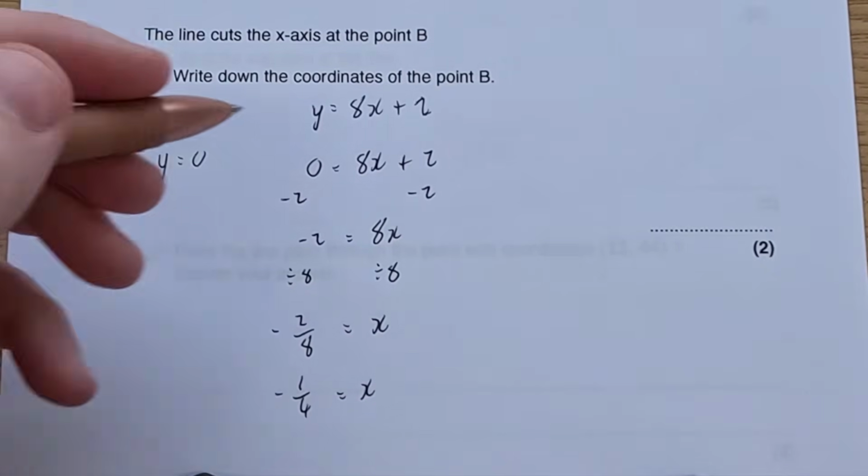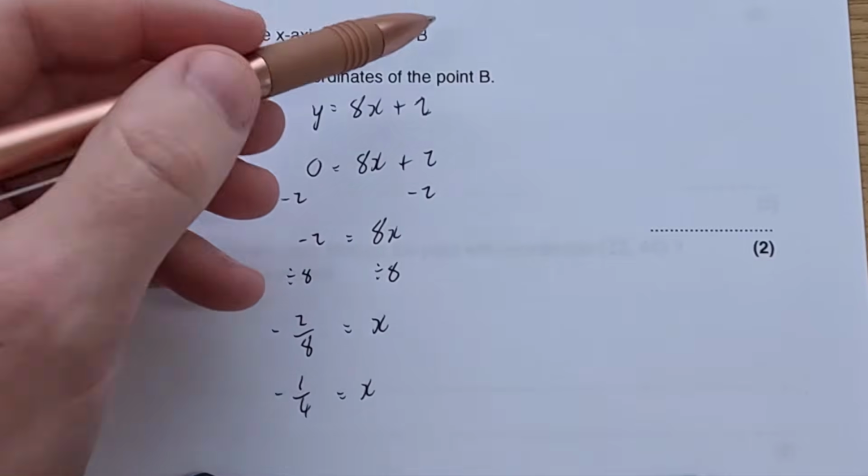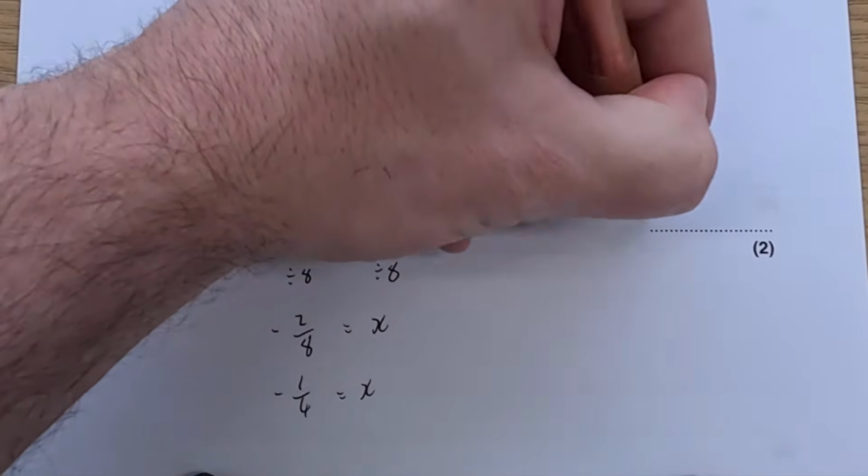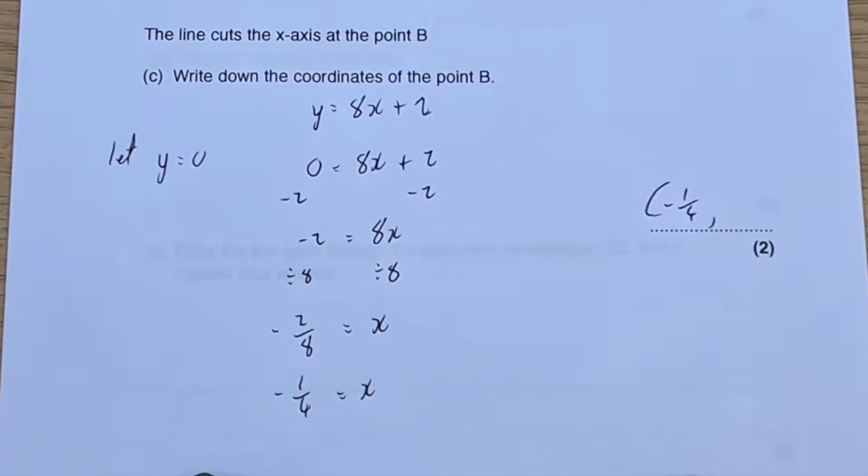So that means that the x-coordinate of where it crosses the x-axis, so of the point B, would be minus a quarter. And then the y-coordinate would just be 0 because we know that the height would be 0. And that's it. So the coordinates of the point B would be minus a quarter, 0.